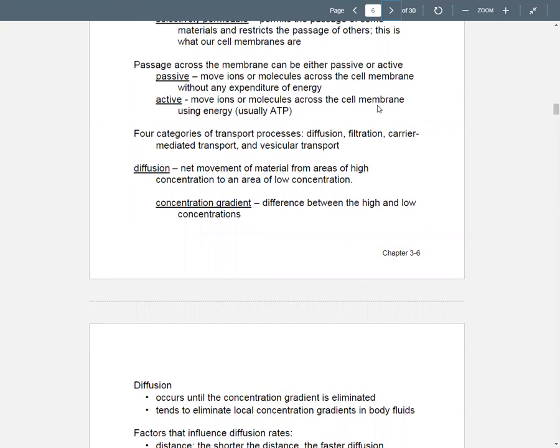So there's 4 categories of transport. It can be diffusion, filtration, carrier-mediated transport, and vesicular transport. So you need to know those 4. You also need to know the difference between active and passive transport. So let's start with diffusion.